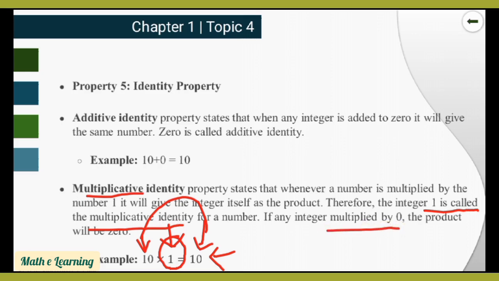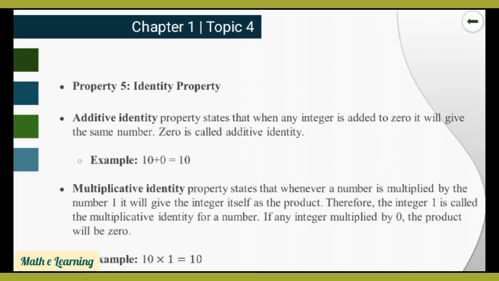One more thing is given here. If we multiply any integer by 0, then the result is always 0. Okay, so remember this thing. Here we have multiplied with 5 and we get product 0. So this is about identity property.